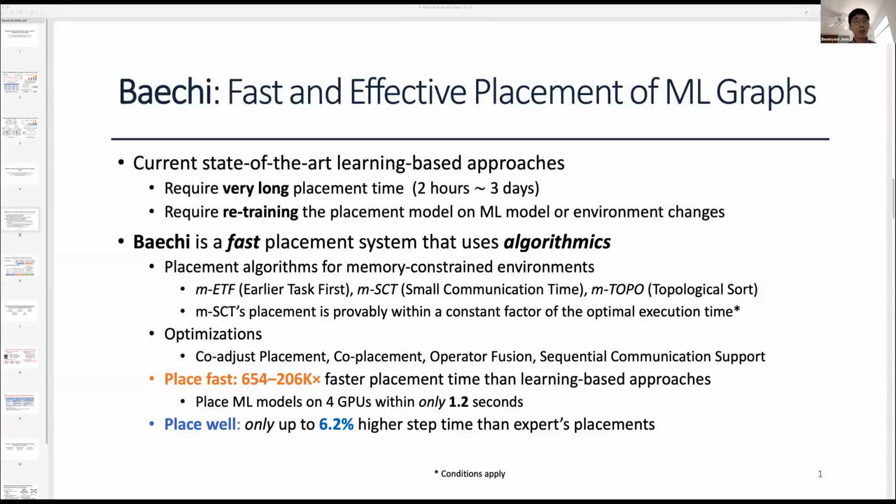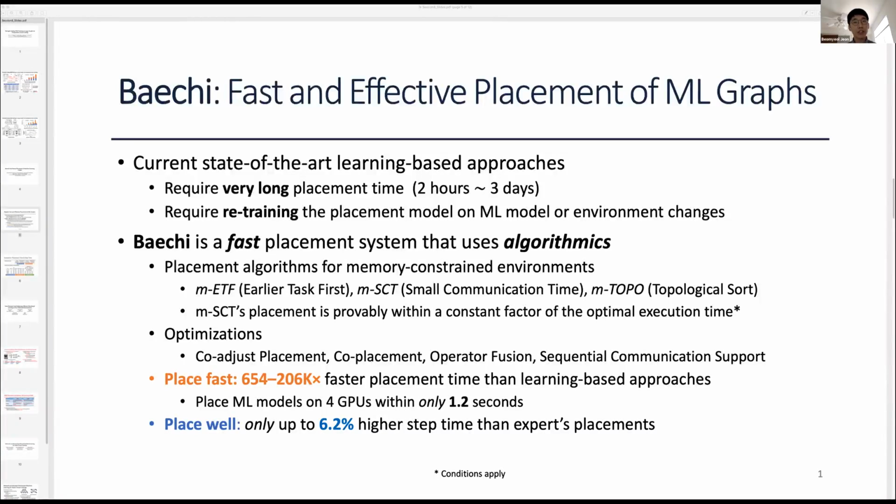To deal with the massive number of operators, we propose operator fusion and also propose scale-up heuristic for avoiding cycle generation in the fusion process. Lastly, we provide sequential communication support to tackle the different network architectures assumed by the algorithms and in the real environment.